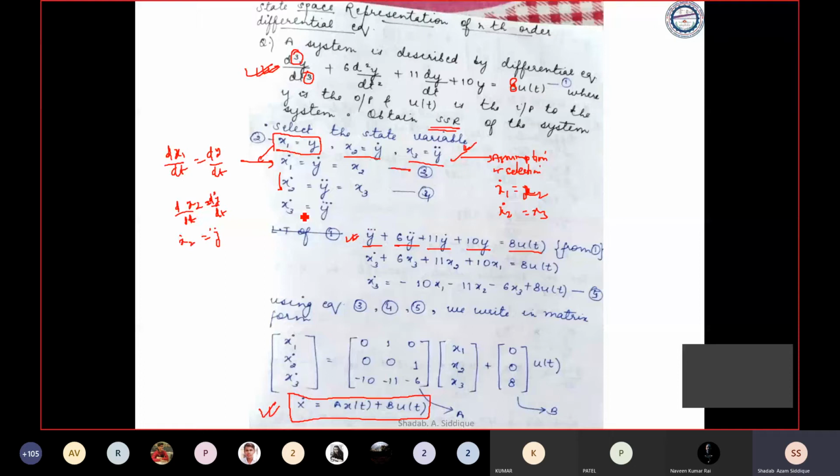Okay, now what about x3 dot? So we have x3 is equal to y double dot. If we differentiate both sides, we get x3 dot is equal to y triple dot. So you take equation number 5, or equation number 4a. Okay, because 5 is taken, so equation number 4a. So what we got: x3 dot is equal to y triple dot. Okay, so that is the thing.